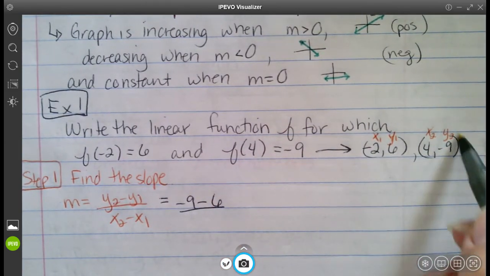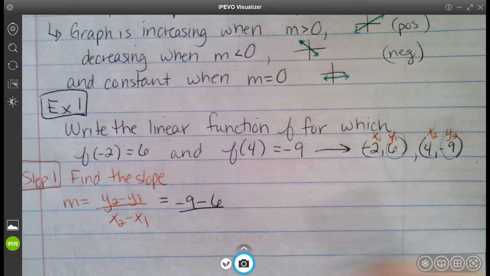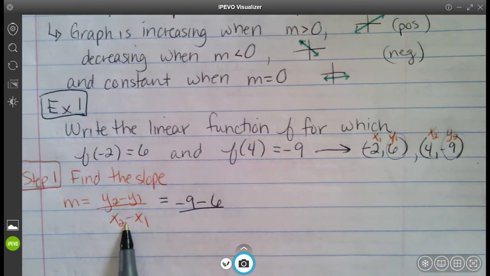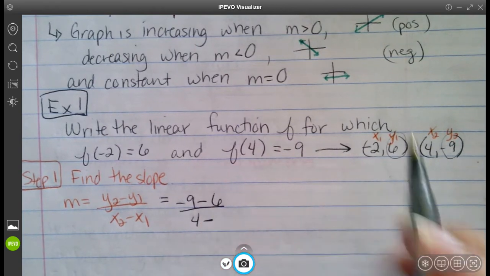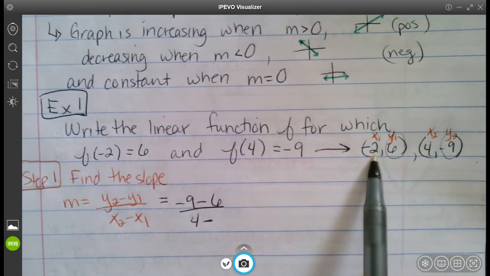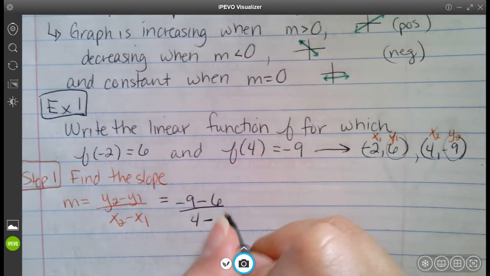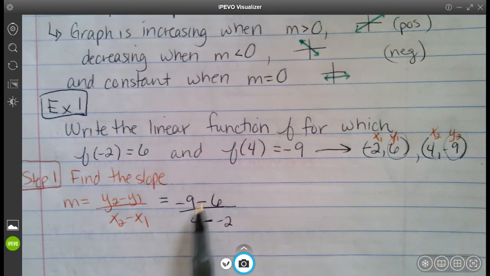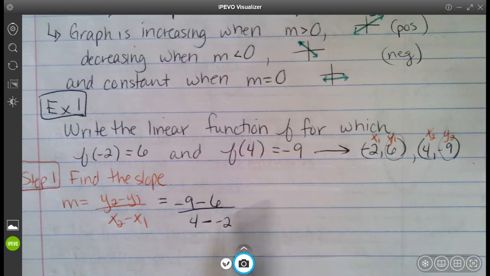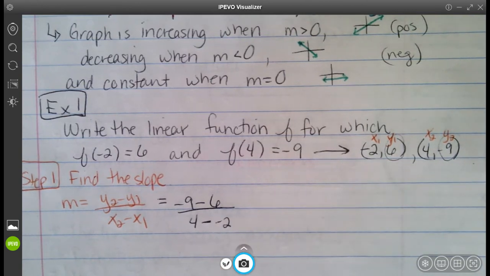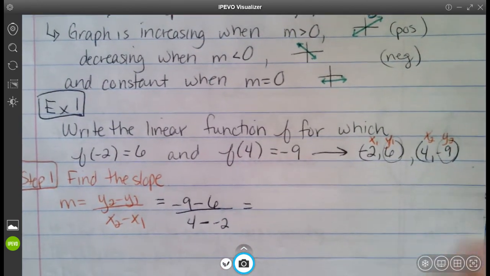Okay, so I'm using these two first, the y's divided by the x's. So x2 is going to be my 4 here, minus the x1, so negative 2. You just want to double check, make sure that these two are the same two that go together here. These two are the ones that go together here. We're good to go. So we're just going to evaluate this real quick.